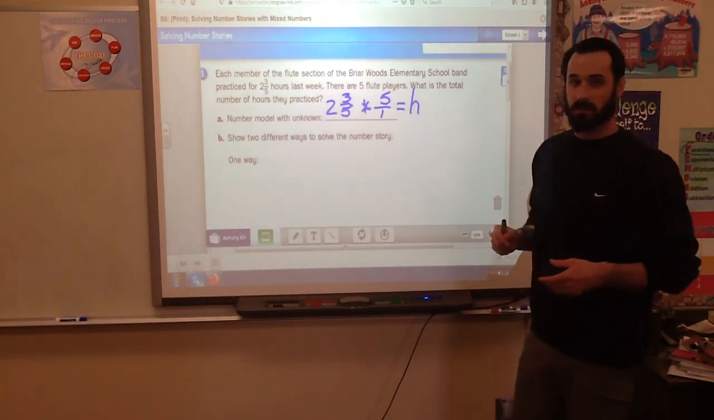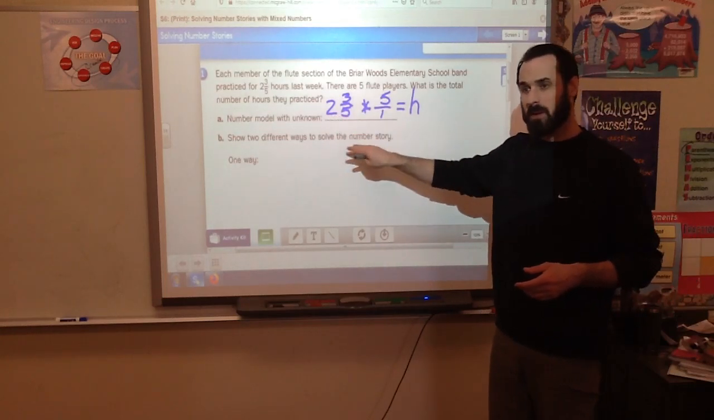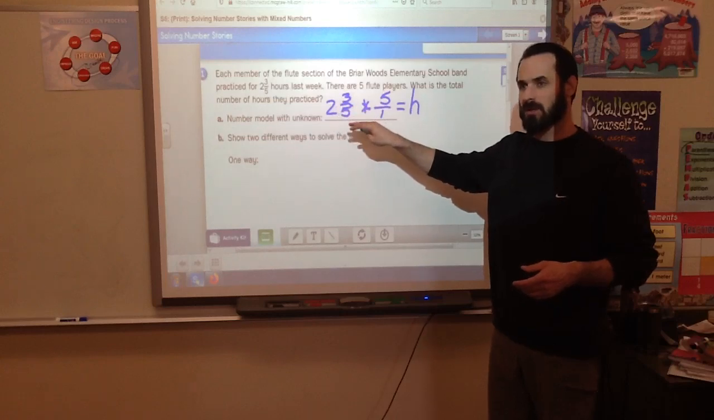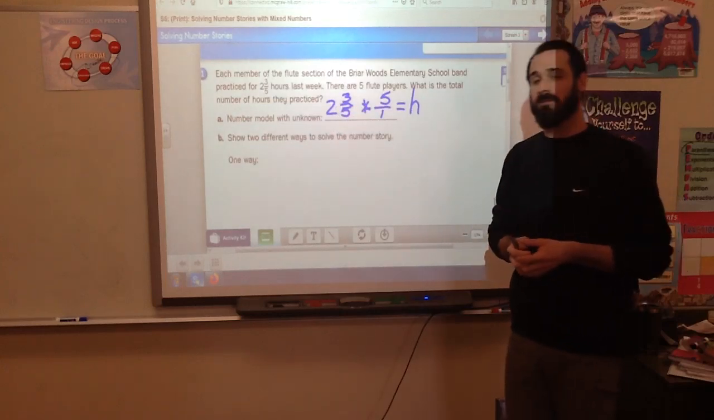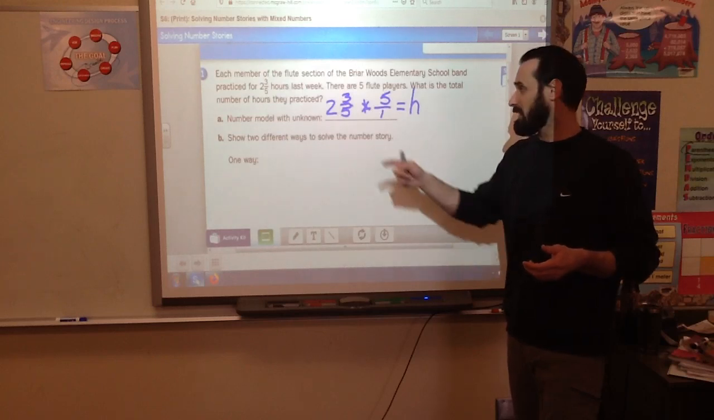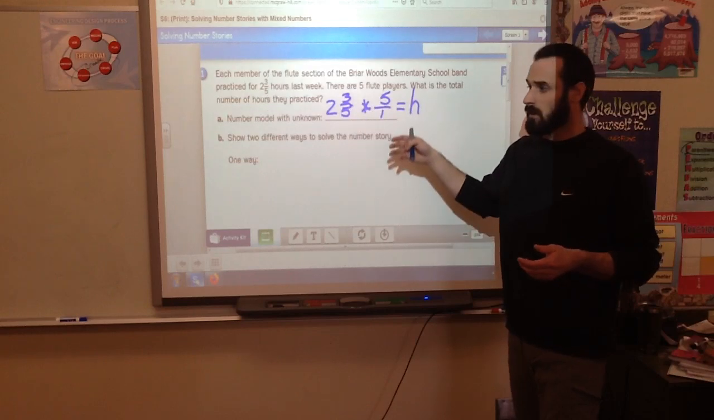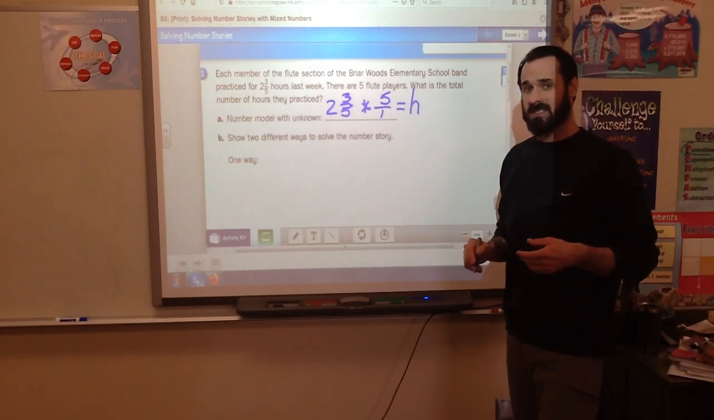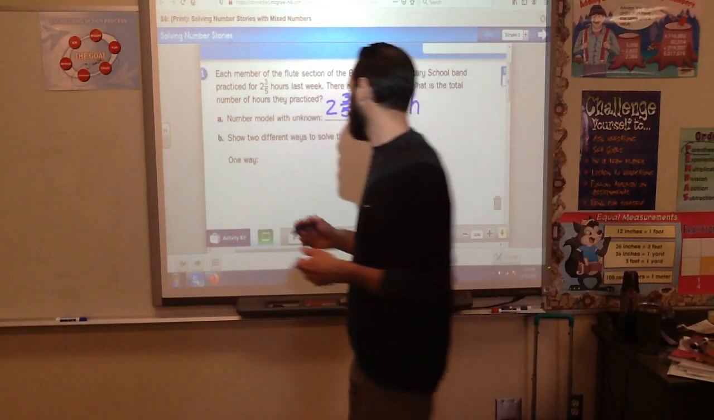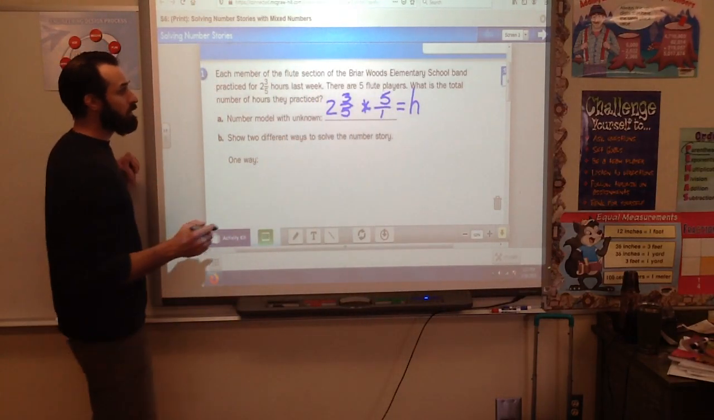So one way to solve this is to take this mixed number and put it back into an improper fraction. In the lessons before, I've said if you have an improper fraction at the end for your answer, put it back into a mixed number. But this is going the opposite way. So I'm going to reteach you how to change this back into an improper fraction.